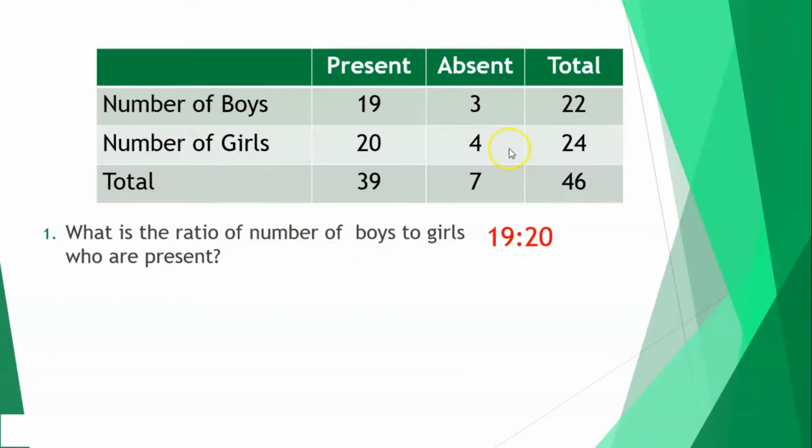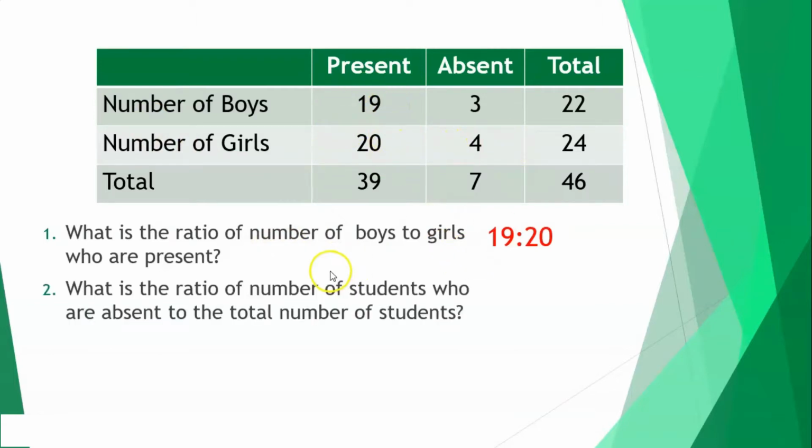In this case, we have here 19:20. Next, what is the ratio of the number of students who are absent to the total number of students? In this case, we have here 7, and 46 is the total number of students.